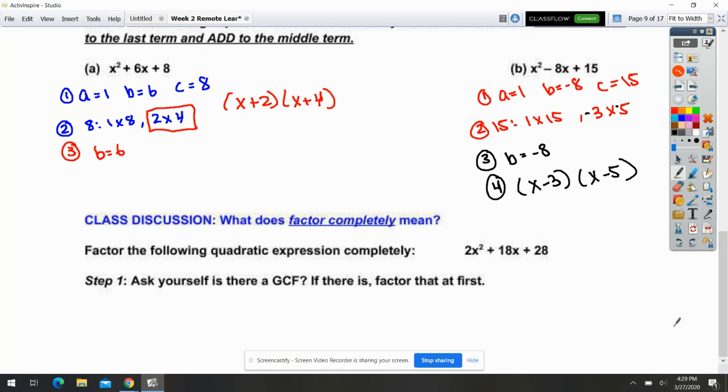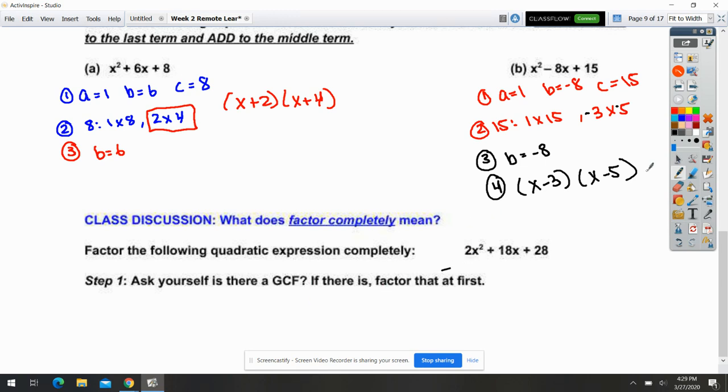All right, so what does factoring completely mean? So let's take a look at the following expression. So here we have 2x squared plus 18x plus 28. So if you notice, here we're dealing with a number in front of the x squared that we haven't dealt with yet. So that always makes things difficult, and you always want to try to get rid of the number in front of that x squared if you can. So here in this case we can.